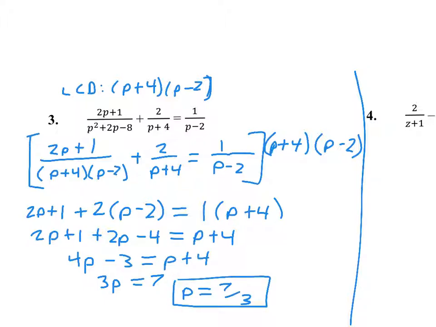Okay, so checking the denominators. Let's try this a little differently. What denominators would not work? Well, negative 4 would make that 0, so that wouldn't work. Positive 2 would make that 0, so that wouldn't work. And then a repeat, negative 4, positive 2. So the only values for p that wouldn't work are negative 4 and positive 2, and that's not what we got, so our answer works.